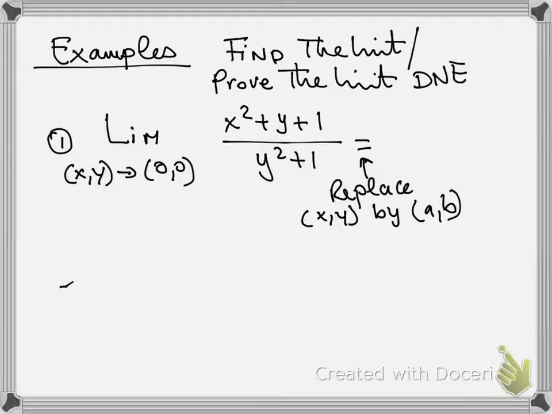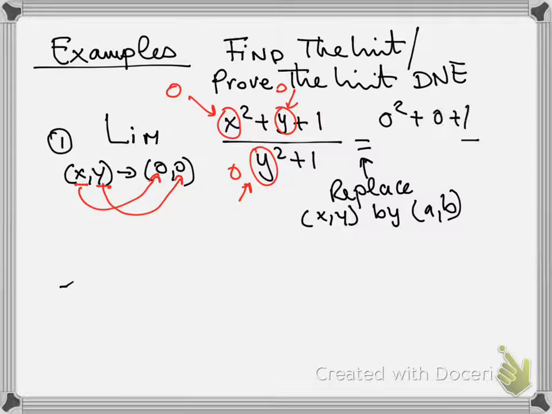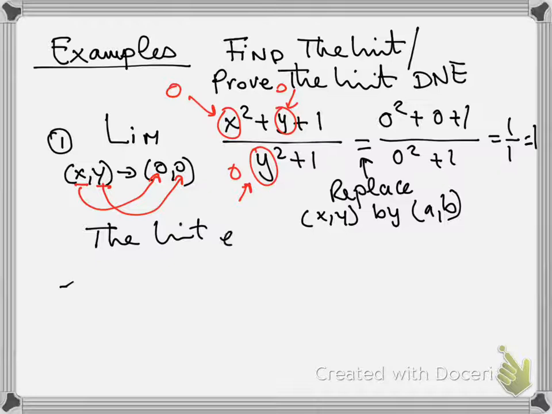Okay, so here (x, y) approaching (0, 0) means that x goes to 0 and y goes to 0. So if you replace x by 0 and y by 0, including the other y here, what we get is 0 squared plus 0 plus 1 over 0 squared plus 1, so that's equal to 1 over 1, which is 1. So the limit exists and it's equal to 1.